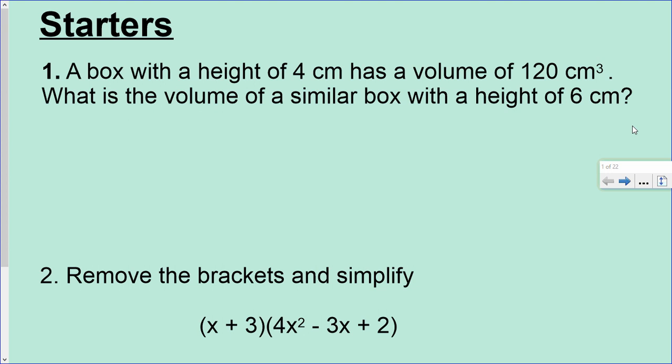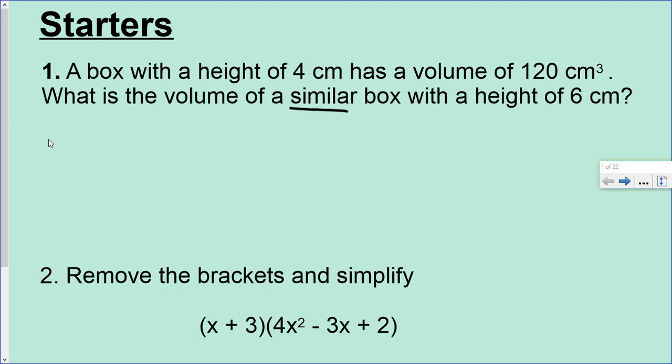Your two questions that we've got here are actually both in our top 10 topics that we want to be focused on when it comes to our National 5 exams, so they are very, very important. Right, okay, so we'll just start going through it. So we've got here a box with a height of 4 centimeters and a volume of 120 centimeters cubed. What is the volume of a similar box with a height of 6 centimeters?